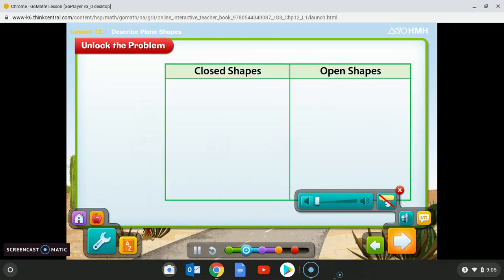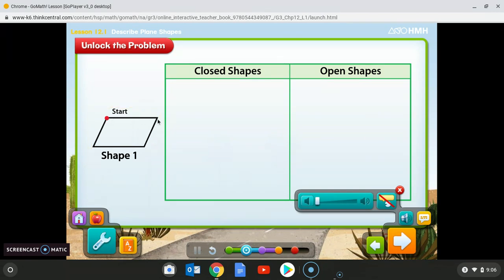There's another way to describe a plane shape. It's called closed shapes, which start and end at the same point, or open shapes, which means they do not start and end at the same point. So, if we're looking at a shape, one way we can figure out if it's open or closed is by starting at one of the endpoints and seeing if they end at the same part.